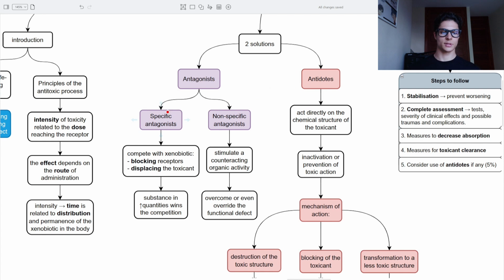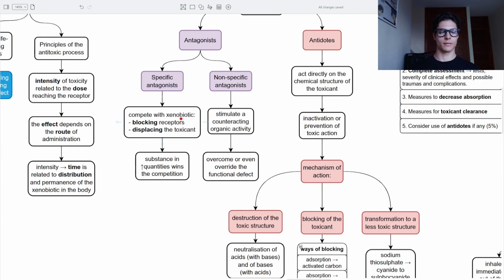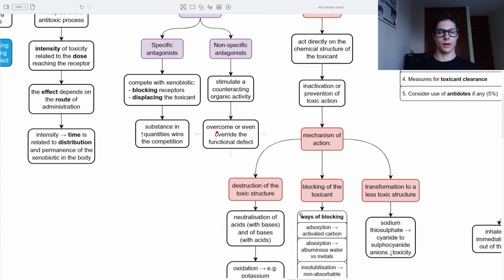Antagonists will be specific, they will compete with a xenobiotic by blocking the receptor or displacing the toxicant if it's in the receptor already. The substance in higher quantities always wins the competition, so make sure to use a lot of antagonists. But antagonists can also be non-specific, and this is to stimulate a counteracting organic activity to either overcome or even override the functional defect.